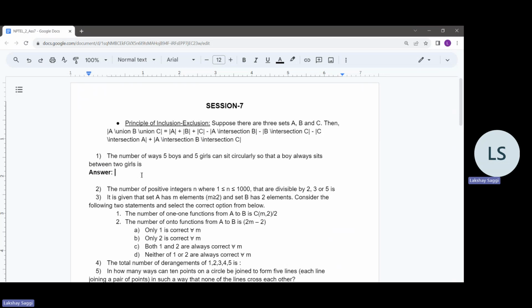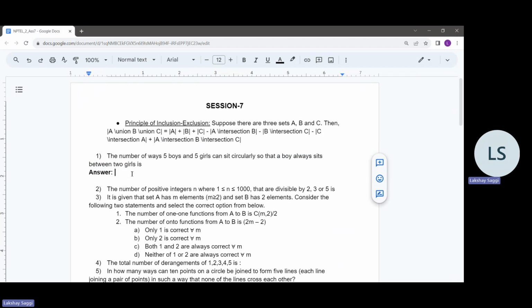I guess everyone can see this easily via oral explanation also. There are equal numbers of boys and girls. For a boy to always sit between every 2 girls, suppose we have 5 girls, then the girls have 5 spaces between them, right? If there are 5 girls, girl 1, 2, 3, 4, 5, then there is a space between 1 and 2, one between 2 and 3, one between 3 and 4, 4 and 5, and 5 and 1. So what we essentially need is to have a boy in all of these spaces.